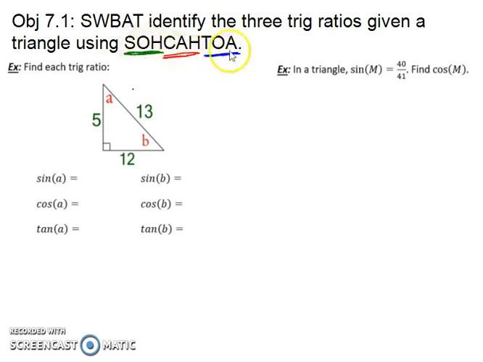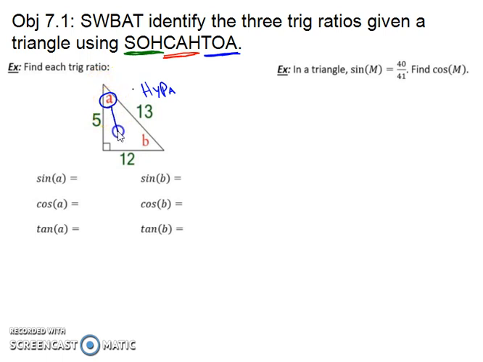So obviously, before we can write down what any of these are, we need to know which side is which, and that depends on the angle. So I'm going to color code this as I do it in our first example. If we're talking about angle A, then the hypotenuse is the longest side, that's 13. So I'm going to write down hypotenuse for angle A on that side, and opposite is across from the angle.